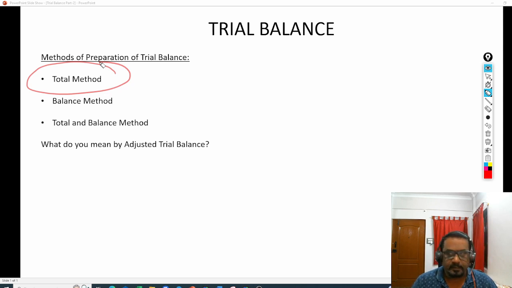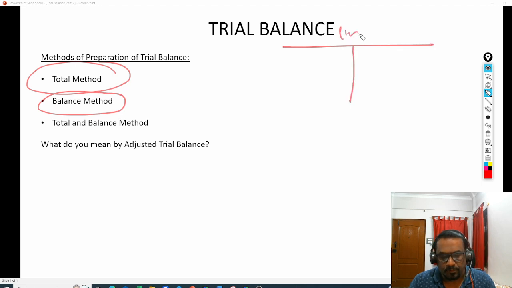Clear? Right. Balance method. This is the most popular method. How do we do the balance method? Let us say, same Krishna account you take. I purchased goods from Krishna 10,000. Purchase account debit to Krishna account. So by purchases 10,000. I paid 3,000 rupees cash to Krishna. Krishna account debit to cash account 3,000.